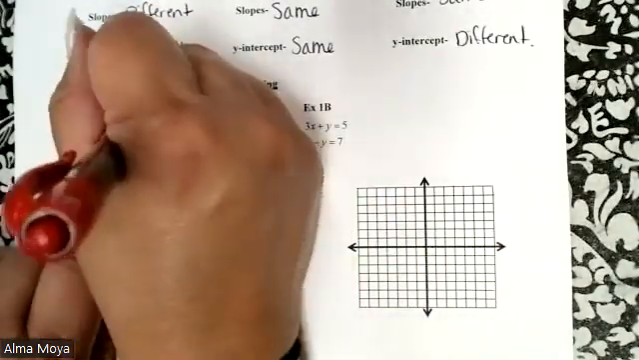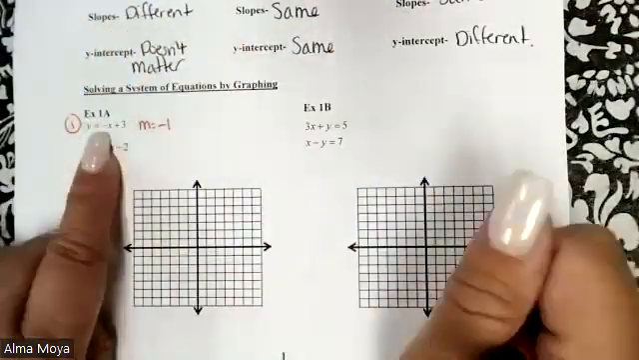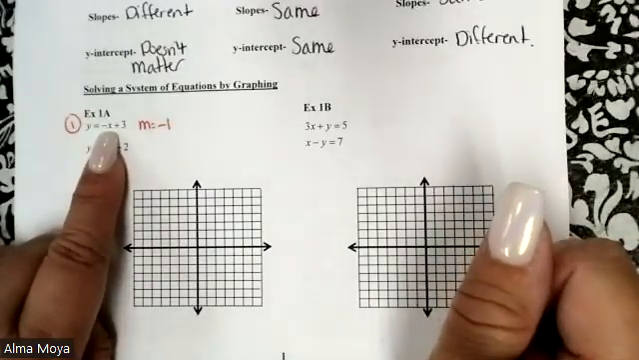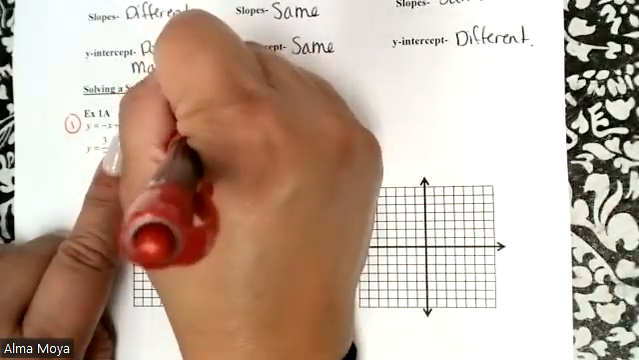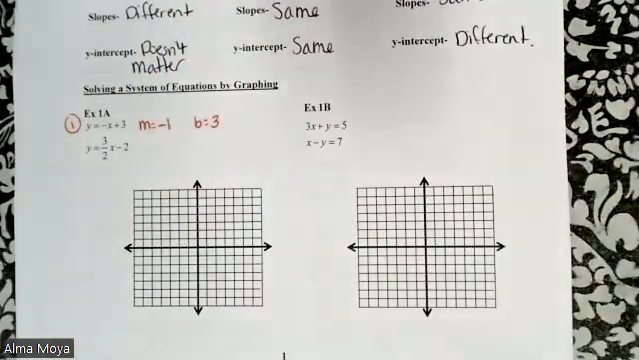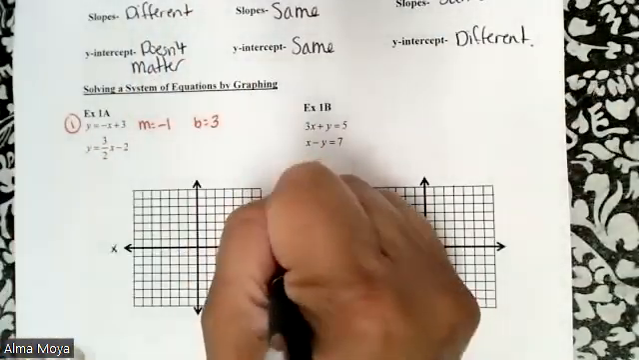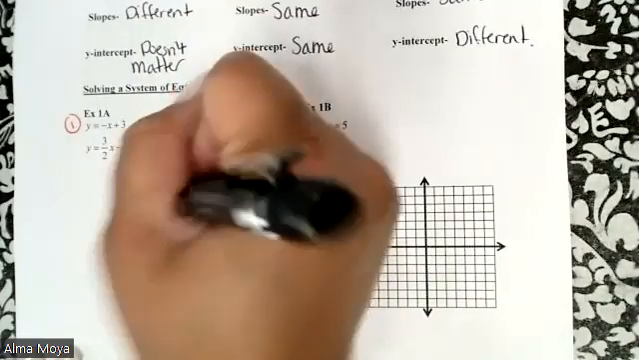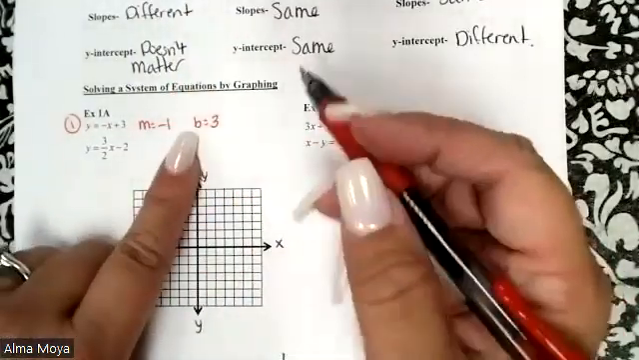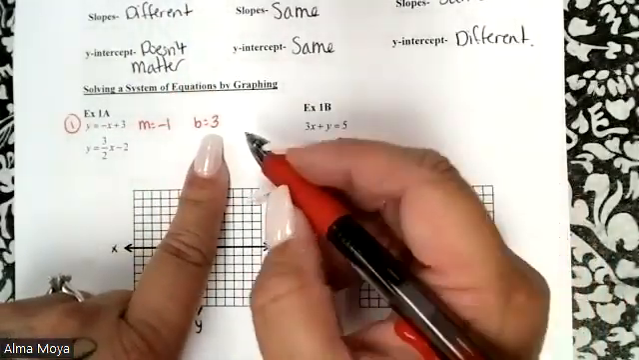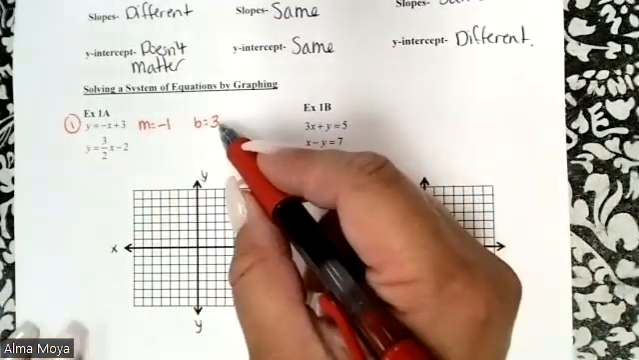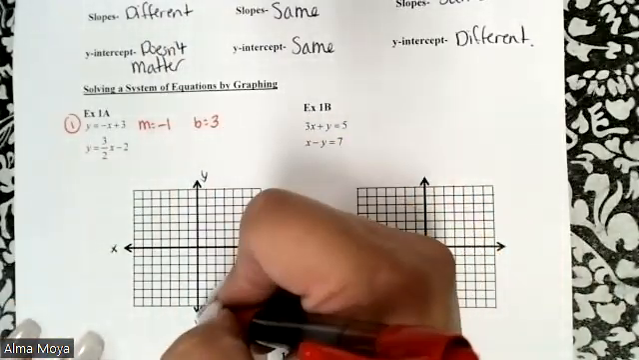So the m is going to be -1. Keep in mind, the m is always the number in front of the x. And the b is going to be the number 3. Now, this is going to be your x-axis, and this is your y-axis. So right here, you always want to graph the y-intercept first, which is the b value. So the y-intercept is going to be 3.